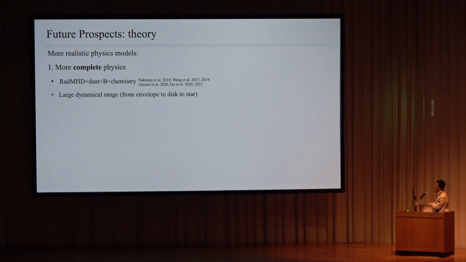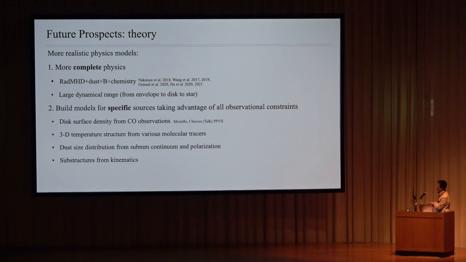Another meaning of a more realistic physical model is that we need to build models specifically for particular sources. So far, as theorists, we have not taken full advantage of all the observational constraints. We start with simple disks, but we actually have more information. For example, we know the disk surface density from CO observations. We know the 3D temperature from molecular tracers. And we know the dust size distribution from millimeter continuum observations.